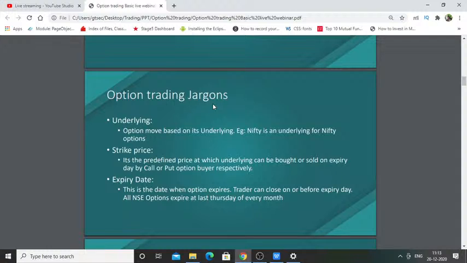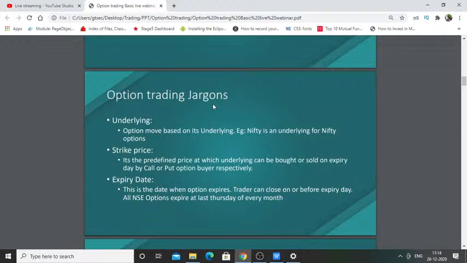Nifty and Bank Nifty indexes are cash settled, and you can hold them till the expiry time. When expiry happens, whatever profit or loss you have will be cash settled. If you are trading stock options, you have to take delivery of the stock, which we will look at in the upcoming slides. So this is about the expiry date.